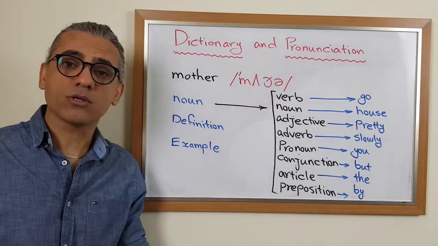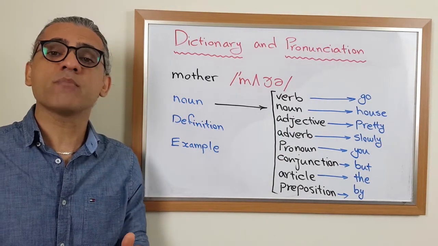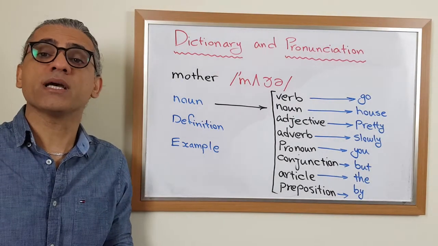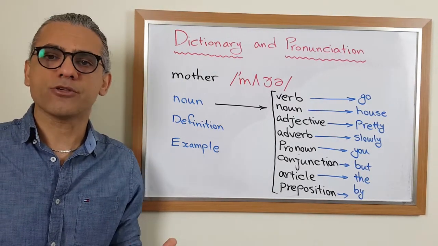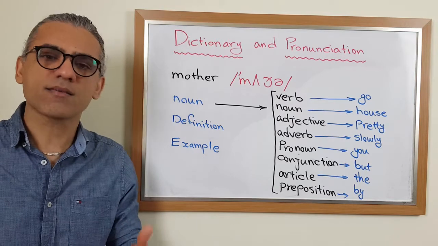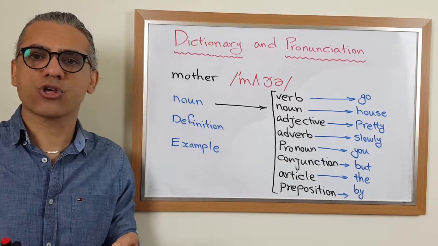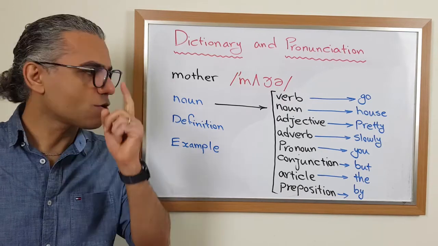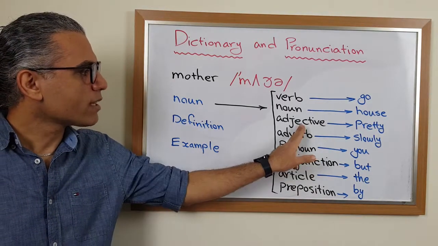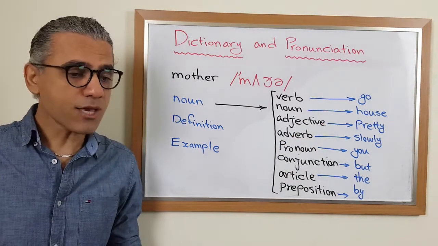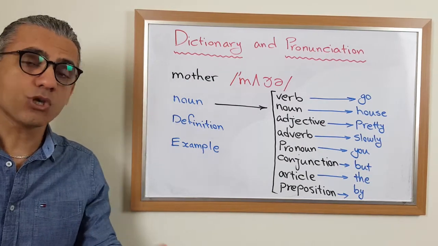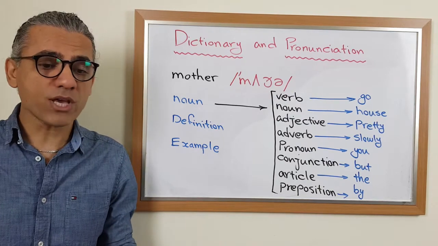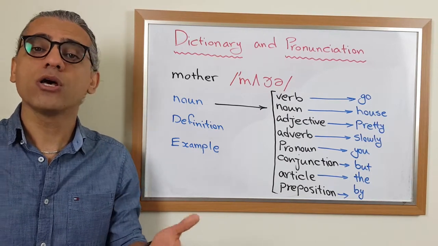It could be a noun. A noun is the name of a person, or a thing, or an idea. For example, knowledge is a noun. Alex is a noun. Couch, house, table, kindness, and so on. These are all nouns. Then we have adjectives. Adjectives we use to define nouns. For example, a beautiful house, a rich person, a tall woman.